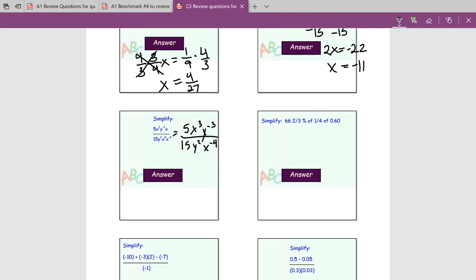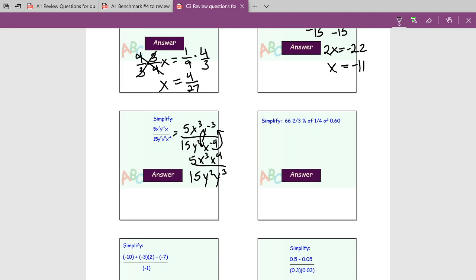Now I'm going to deal with the negative exponents. I'm going to put this x to the negative fourth over the fraction, and then y to the negative third down over the fraction as well. They're going to swap places. Now I have 5x to the third, x to the fourth, since when I flip it over it becomes a positive exponent, over 15y squared, and then y to the positive third.